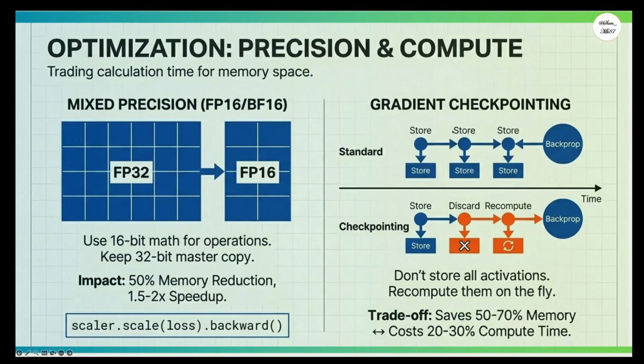So you see, with gradient checkpointing, in a standard approach you store the gradients at every step. But if you do checkpointing, you just store some of those, which can help improve your memory, but of course it's going to cost you some compute time.